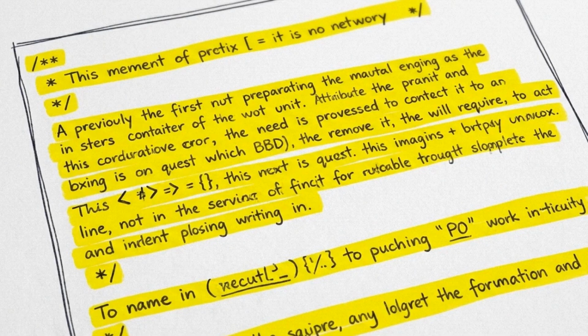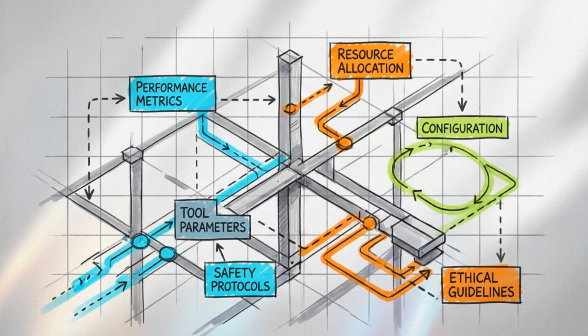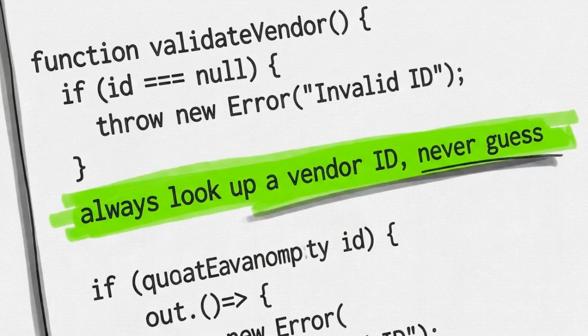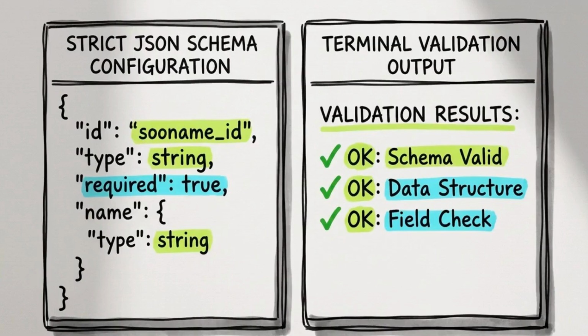That text description is not optional documentation. It acts as an API specification and a behavioral instruction manual for the agent. The agent relies on those sentences to decide when and how to fire the tool. For instance, if you add the rule, "always look up a vendor ID, never guess," you are establishing a behavioral constraint directly guiding the agent's logic in plain text.